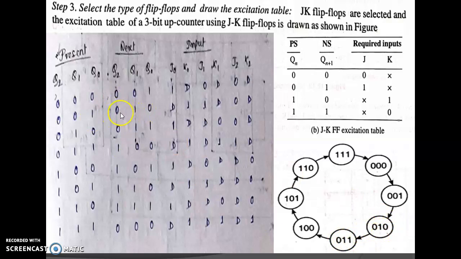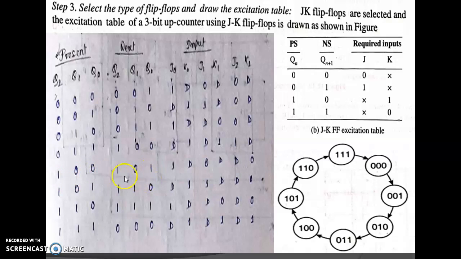Next step 0, 1, 0 is the present state. The next state is 0, 1, 1. Next step 0, 1, 1 is the present state. This time next state is 1, 0, 0. Next step 1, 0, 0 is the present state. Next step is 1, 0, 1.